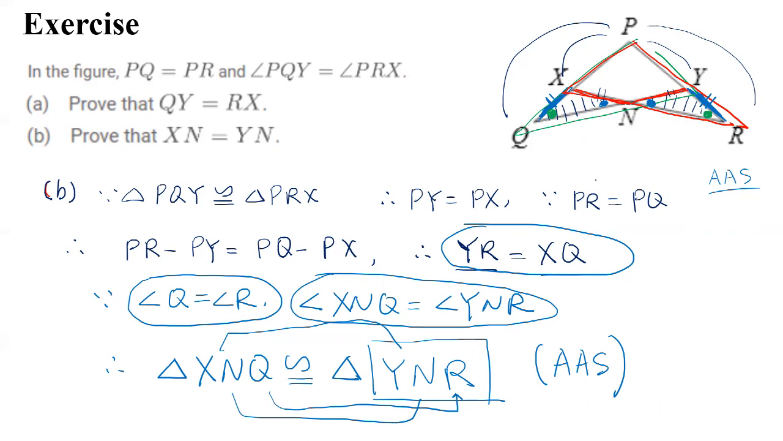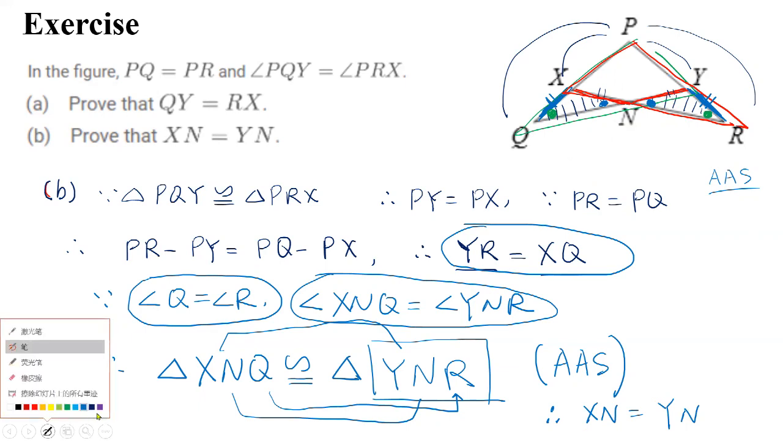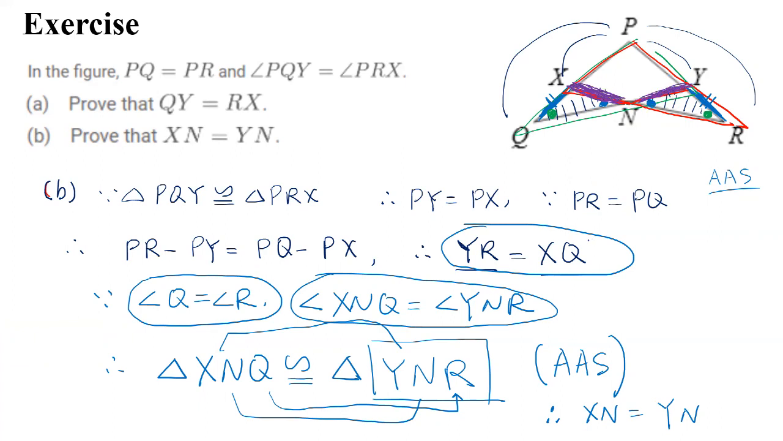Okay, if these two triangles are congruent, then the corresponding parts are congruent, right? Therefore, we have XN equals YN, right? Because XN and YN are corresponding parts. XN is here, YN is here, right? You see that? Okay, so that's why we can prove that XN equals YN. Any questions?